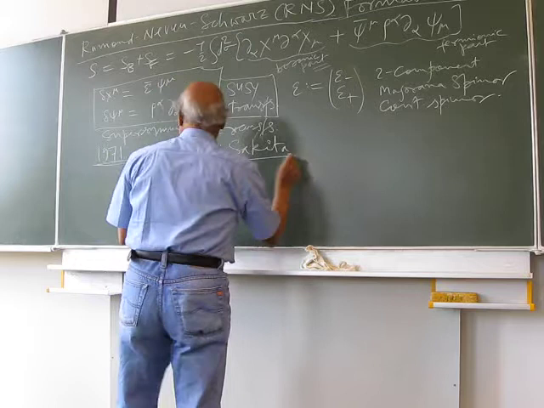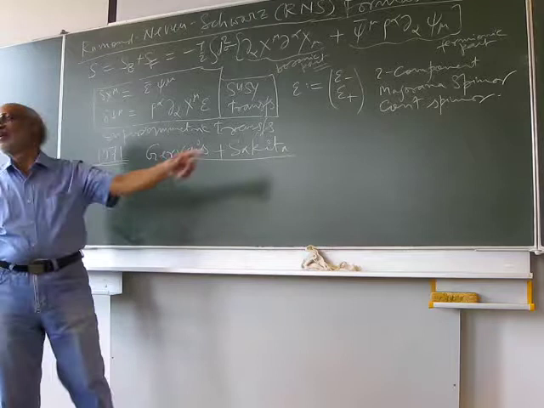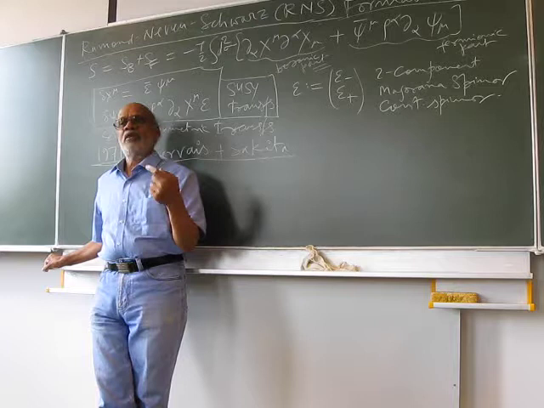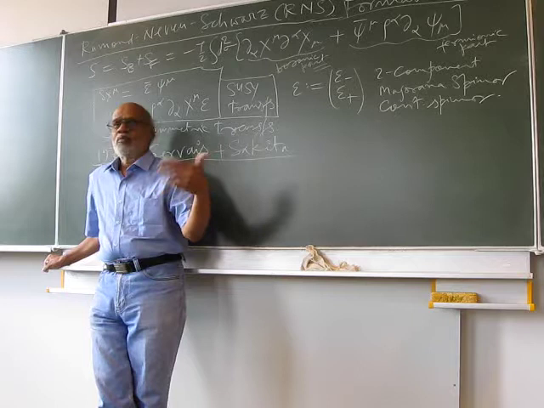So, in 1971, this particular transformation was discovered by Mr. Gervais and Mr. Sakita. Gervais and Sakita discovered this transformation, which relates bosons to fermions and fermions to bosons. Essentially, one could say that gave rise to the birth of the so-called superstring theory.